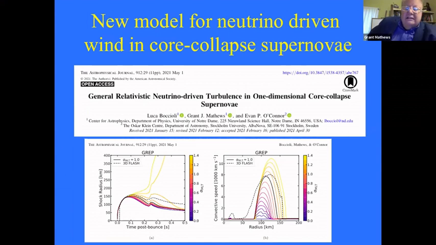Basically, it just means that in the 3D models that explode, the neutrino-heated convection seems to be the key component. And there's a way to modify mixing length theory, and we have made a general relativistic version of that. This, for example, just shows convective velocities in a 3D simulation. And then by choosing a mixing length parameter, you can match the basic convection properties.